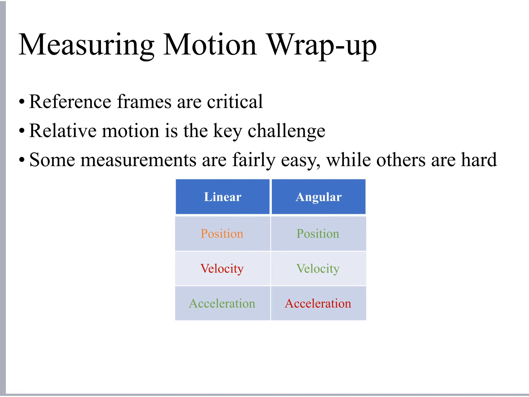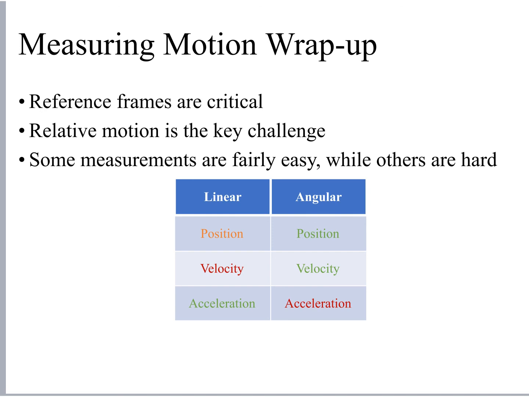On the angular side, position and velocity were actually relatively easy to measure with things like potentiometers and encoders, or for velocity gyroscopes, which just takes advantage of a linear measurement that comes about as a result of an angular velocity. And unfortunately, the angular acceleration is still an unsolved problem, though there are a number of techniques that have been proposed in the literature.